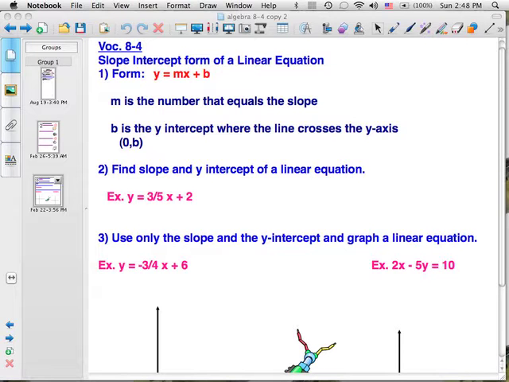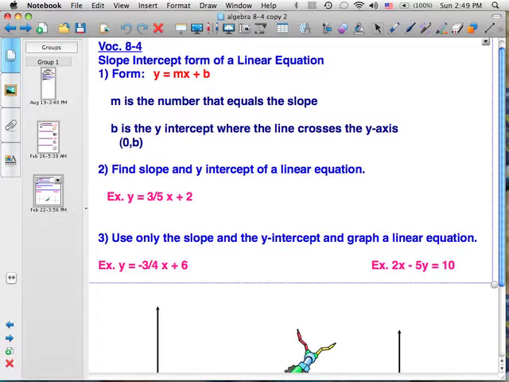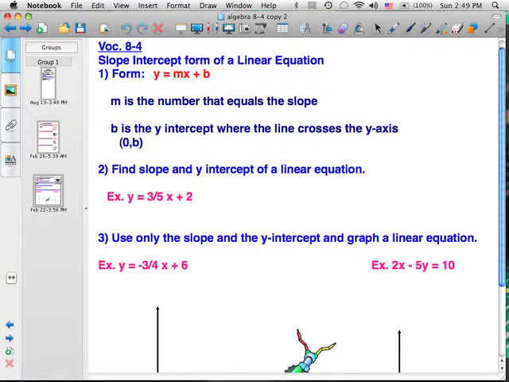We're going to be taking equations and getting them in what we call slope-intercept form, so we can use that form to plot a point and then use the slope to graph the line. If we get an equation in slope-intercept form, it's where we have y by itself on one side of the equation and it equals mx, some number times x, plus a number b. And m, the number in front of x, equals the slope. And b is the y-intercept where it crosses the y-axis, 0, b.